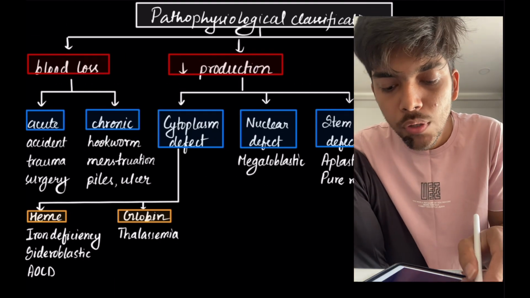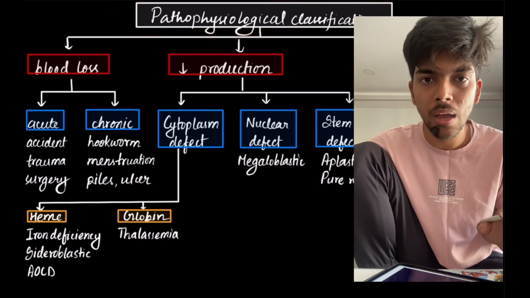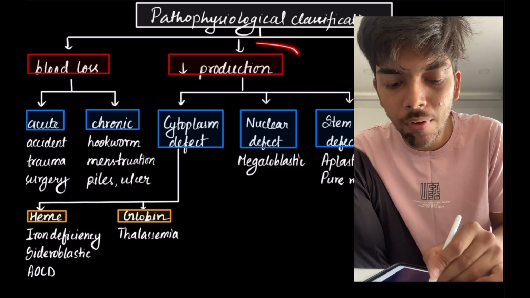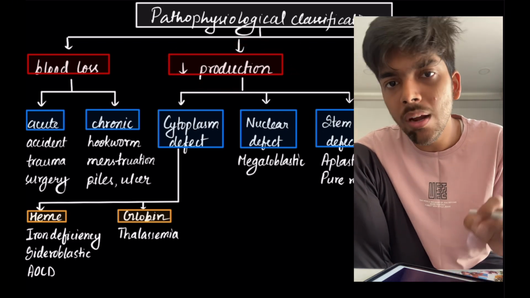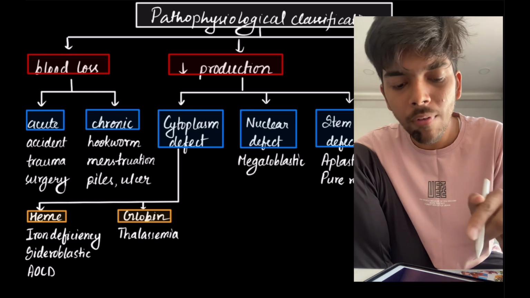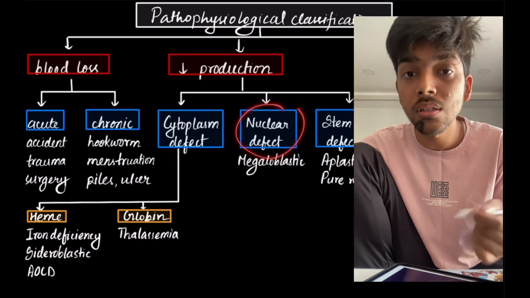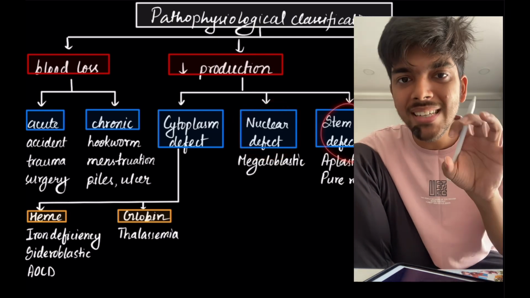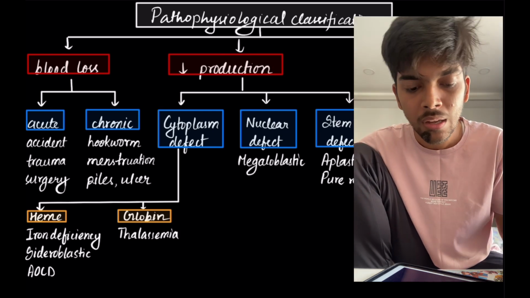Under the pathophysiological classification of anemia, we had various causes of anemia, and one of the causes was defective production of red blood cells. Now, there can be defective production of red blood cells either due to a defect in cytoplasm production, or a defect in the nucleus, or a defect in the stem cell that leads to the formation of the erythrocyte itself.